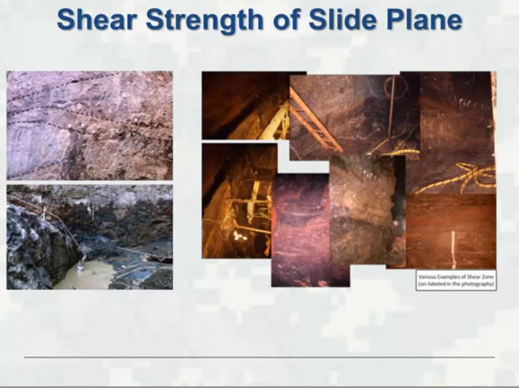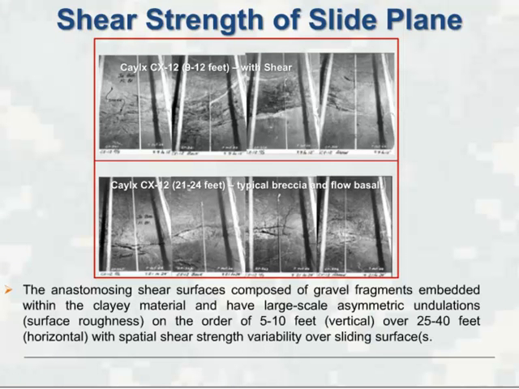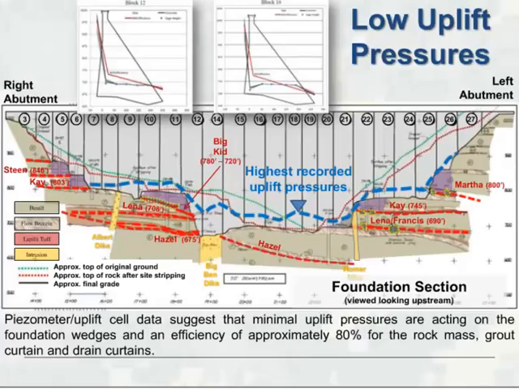So if we also look really quick at the base plane, the shear plane that we're worried about, the clay lapilli tuff shears, these also tend to be fairly anastomosing. They have high amplitude asymmetry on the order of, you know, 5 to 10 vertical feet over 25 feet. So just over the foundation footprint, we're going to have a lot of in situ sort of roughness that is associated with those shear planes.